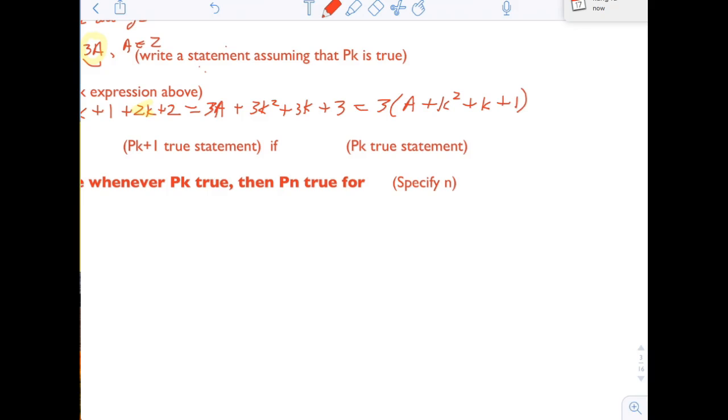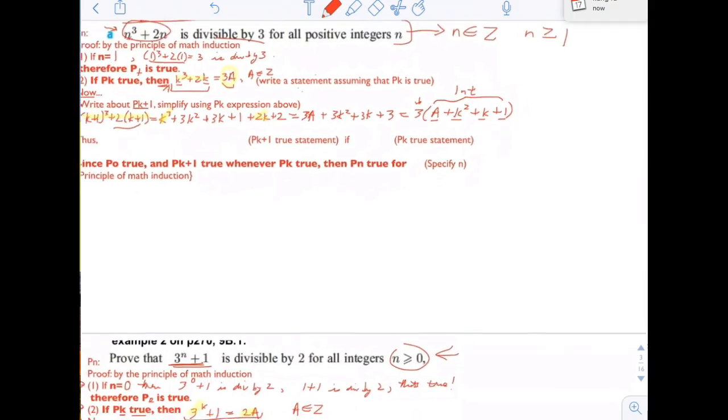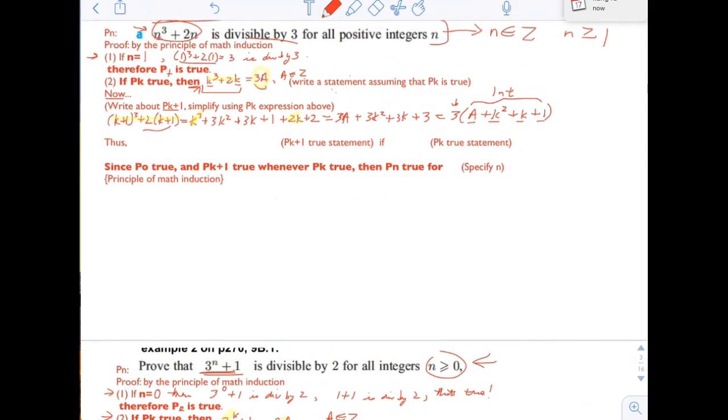So now we know that that is the factor 3, and this, the other factor, is an integer. And we know it's an integer because a was defined to be an integer, k is also defined to be an integer, and it's squared, so it's another integer, plus k, which is an integer, and plus 1, which is also an integer. If you add up a bunch of integers, you get another integer. So we have 3 times an integer, so we know that it's divisible by 3.